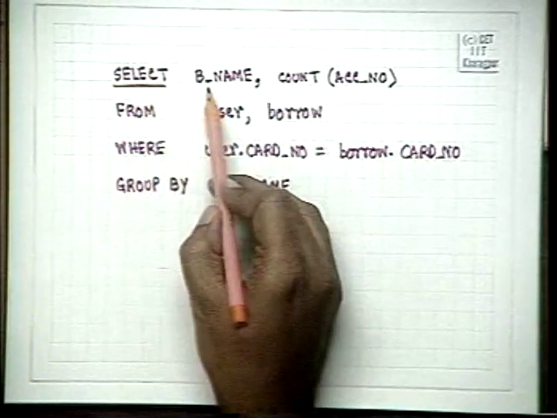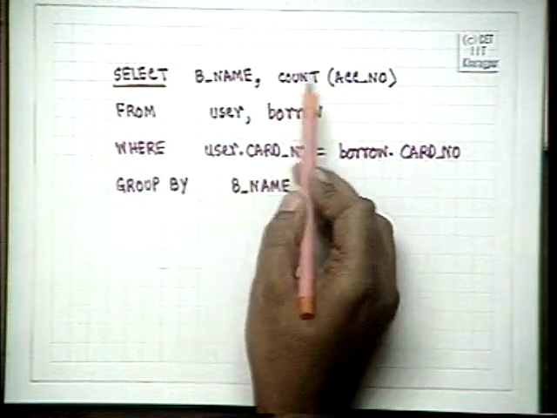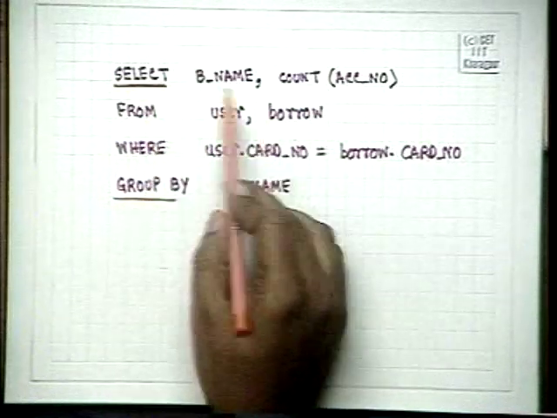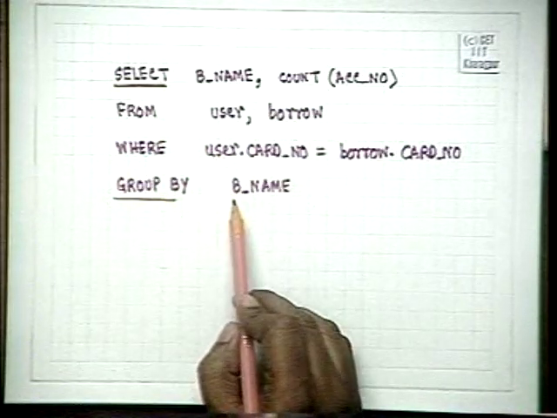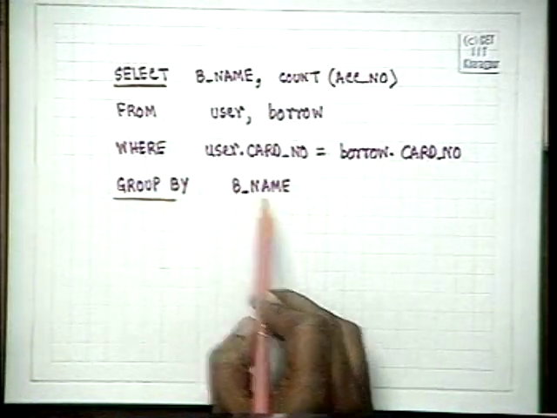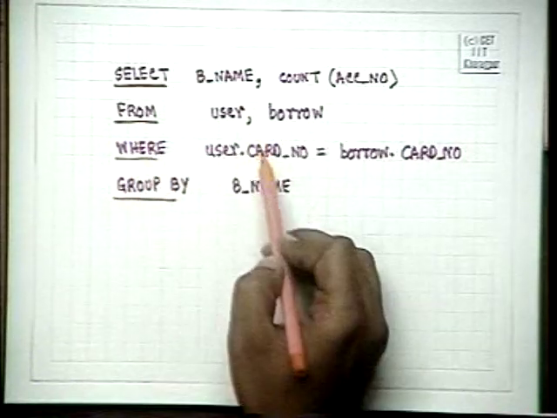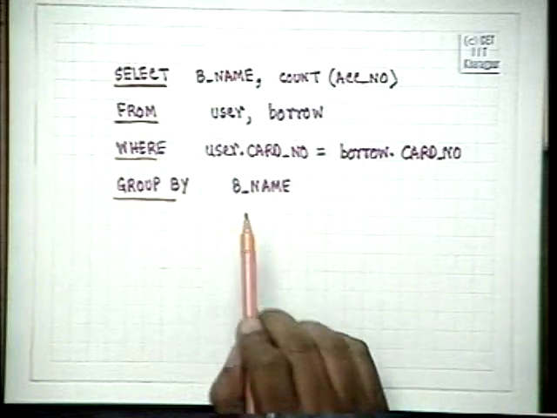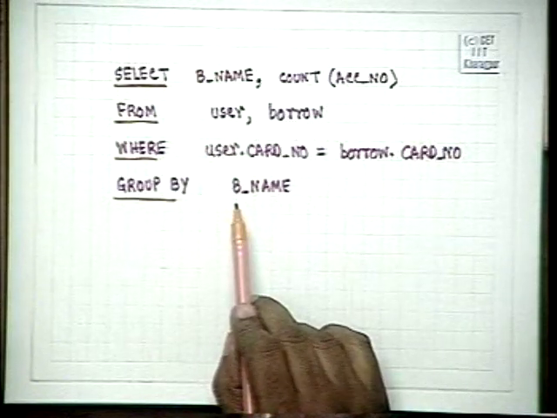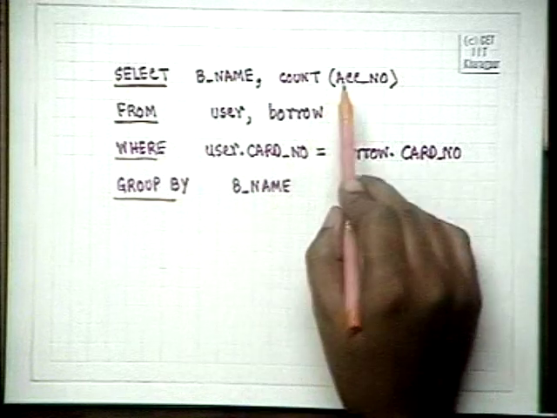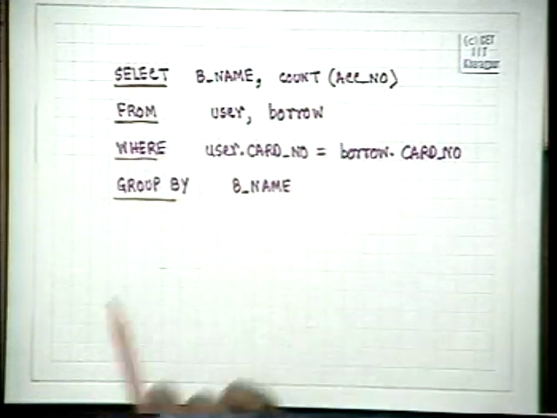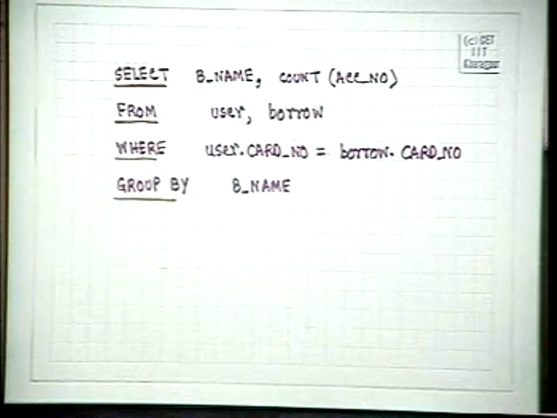Select borrower's name and we will get the aggregation of accession number on the relation which is formed, and we will group it by borrower's name. The relation is formed by doing a natural join of user and borrow. After we did a natural join of user and borrow, we grouped the resultant relation by borrower's name and we printed out the borrower's name and count. And we could have done many other things.